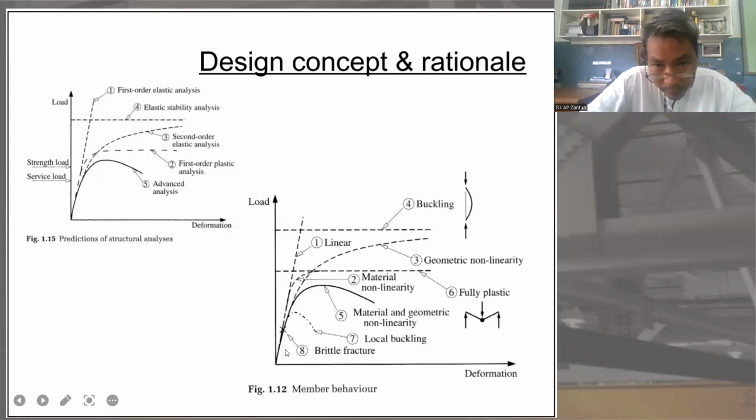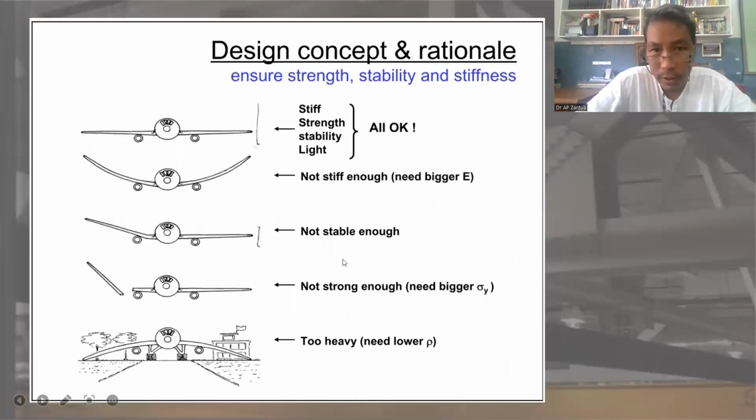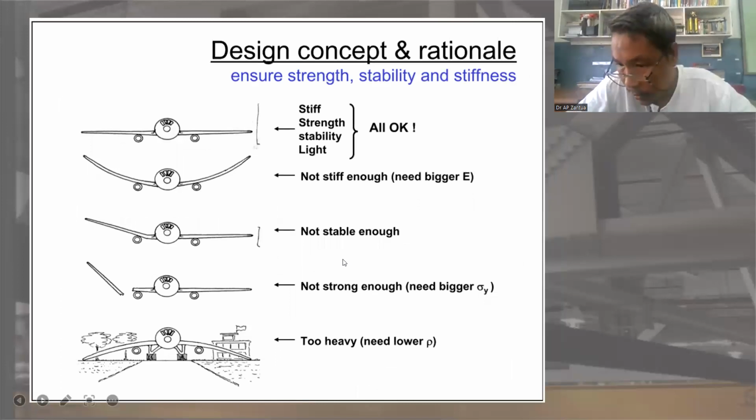And number 7 is local buckling. Local buckling is similar in shape with number 5, but smaller. And number 8, if we have a brittle material, immediately it will break here. So number 8, brittle fracture. So knowing those things, we talk of design concept and rationale.